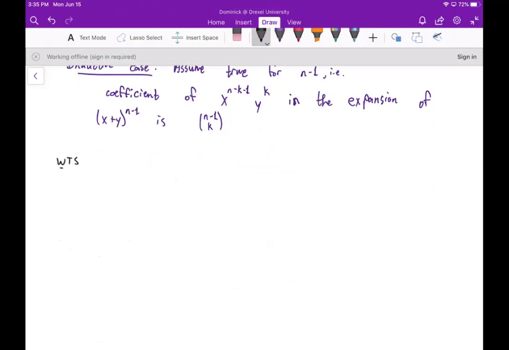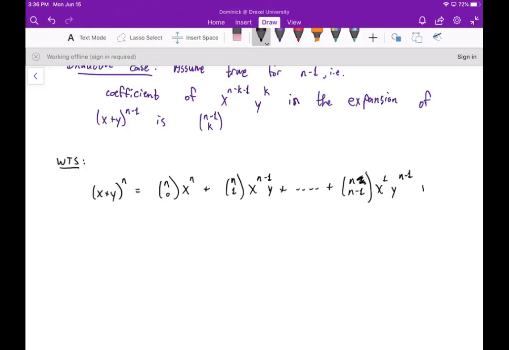Okay, so here's what we want to show. We want to show that x plus y to the n is equal to now n choose 0 times x to the n plus n choose 1, x to the n minus 1 plus and so on, n choose n minus 1, x to the 1, y to the n minus 1, plus n choose n of y to the n.